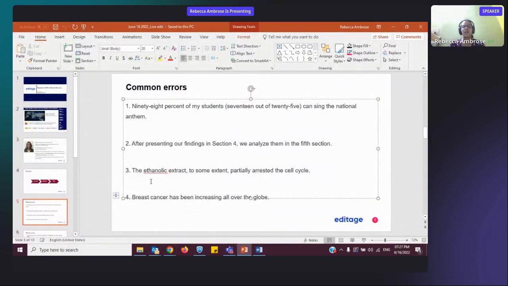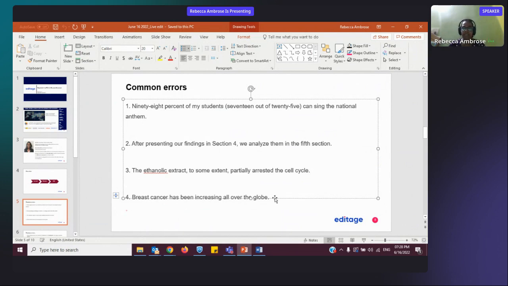Okay, so over here we have to some extent and we have partially. In this case, there is a redundancy because both of these phrases talk about the same thing. So we can just say the ethanolic extract partially arrested the cell cycle, because partially conveys to some extent anyway. So that's how we can revise this particular sentence. The last example reads fine.